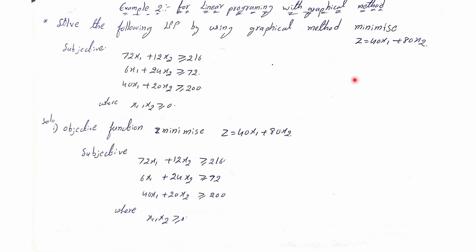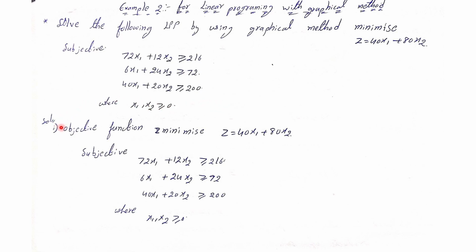Here I take the example: solve the following LPP by using the graphical method for minimization. The objective function is z equals 40x1 plus 80x2, and the subject conditions are 72x1 plus 12x2 greater than or equal to 216, 6x1 plus 24x2 greater than or equal to 72, and 40x1 plus 20x2 greater than or equal to 200, where x1 and x2 are greater than or equal to 0, as x1 and x2 are non-negative constants. Let us solve this problem.